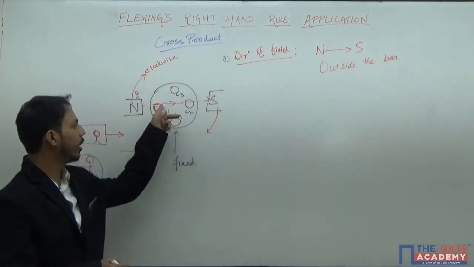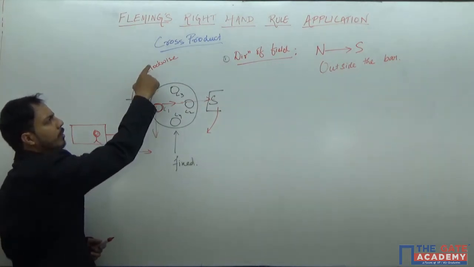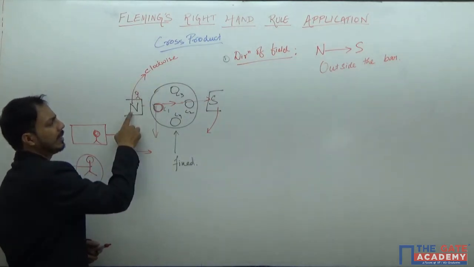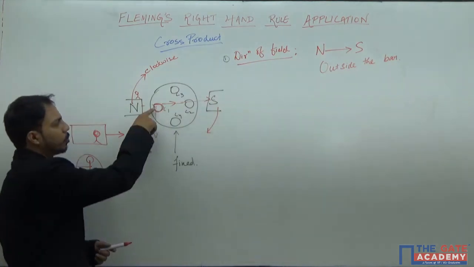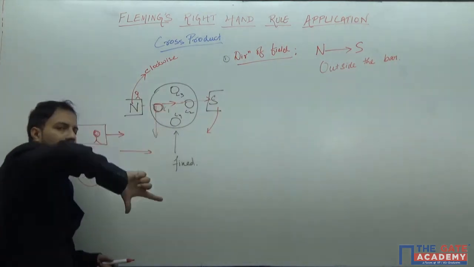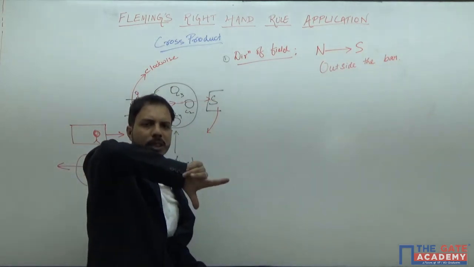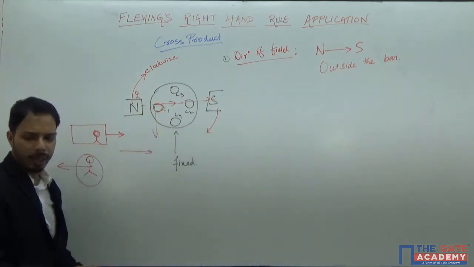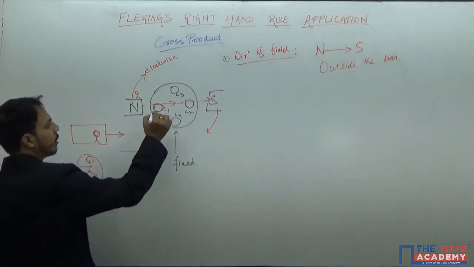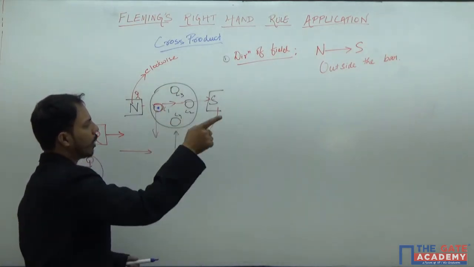So if we apply the relative motion here, my north pole is going clockwise, so the north pole will see that my conductor is going anti-clockwise. That means at this position my thumb will be downward. So this is my field and my thumb is downwards. So the induced EMF at that position C1 will be outwards. Outward means dot in C. Similarly for C2, what will happen?